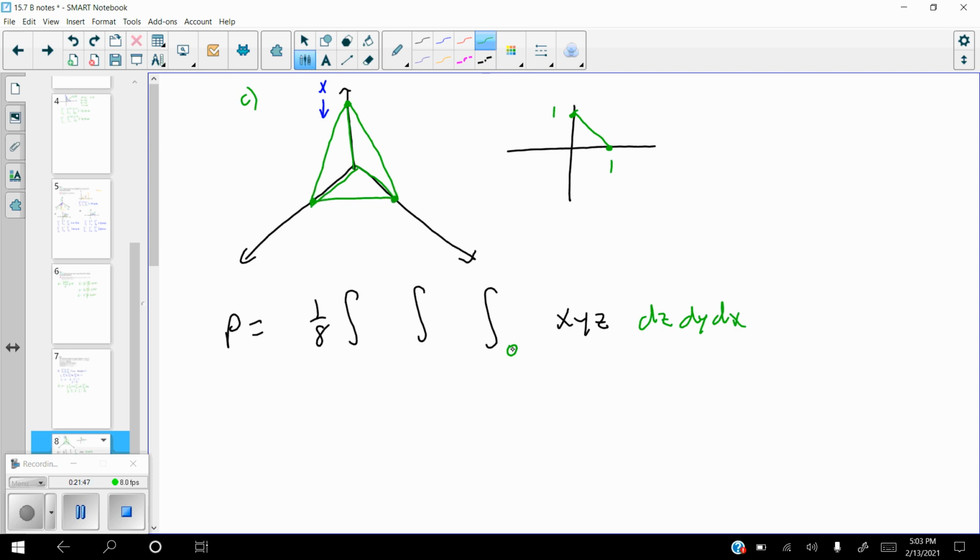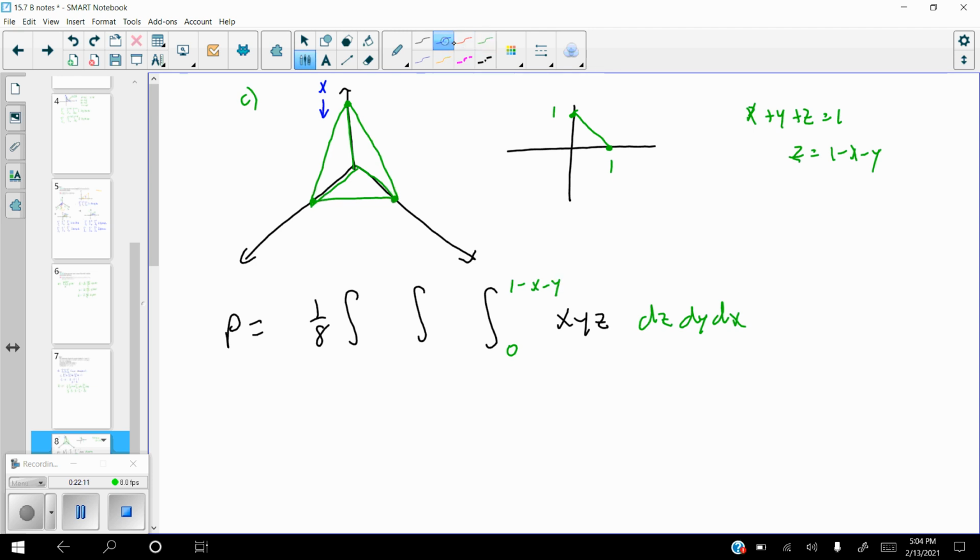Well, the plane, so let's see, that would be x plus y plus z equals 1. Again, we want it to be all underneath of that plane. So we need to solve that for z. So z is going to be 1 minus x minus y. So z is going to go from 0 to 1 minus x minus y.